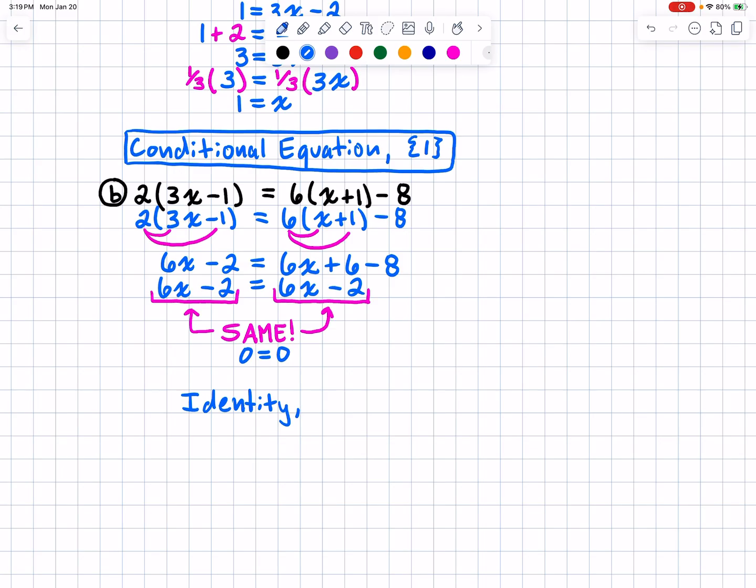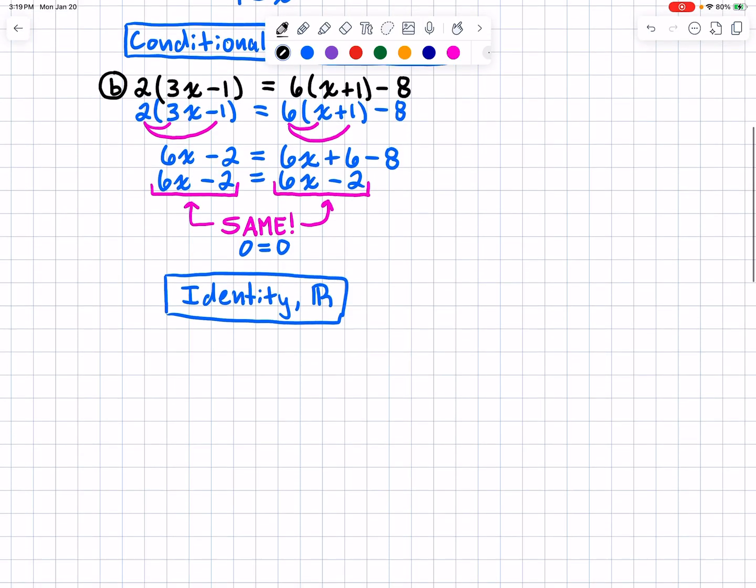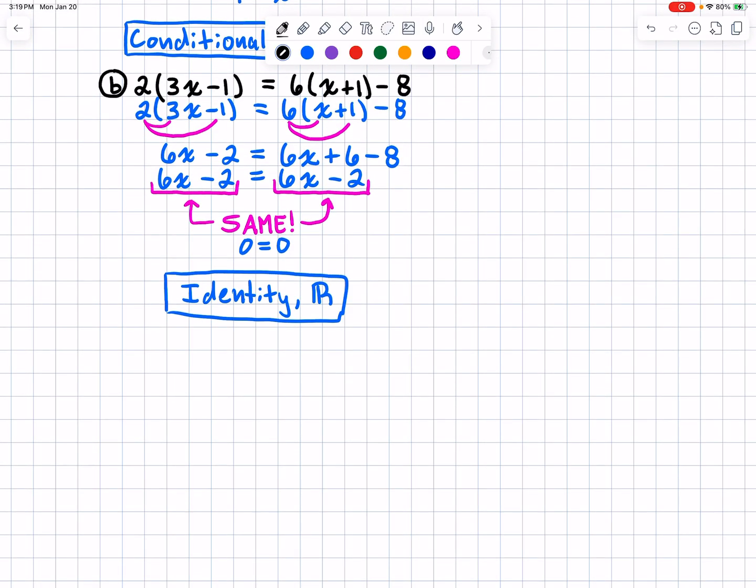And the set for an identity is all real numbers. So I'm just going to draw that fancy R we've been seeing for the set of all real numbers. I'm going to box our answer in. So if you get something where it's the exact same on both sides, it is the identity. All right. Let's move on to part C.